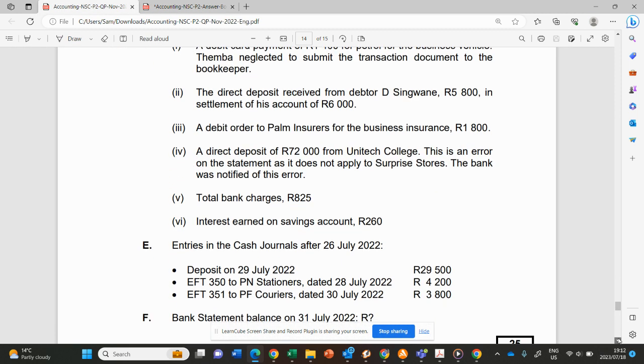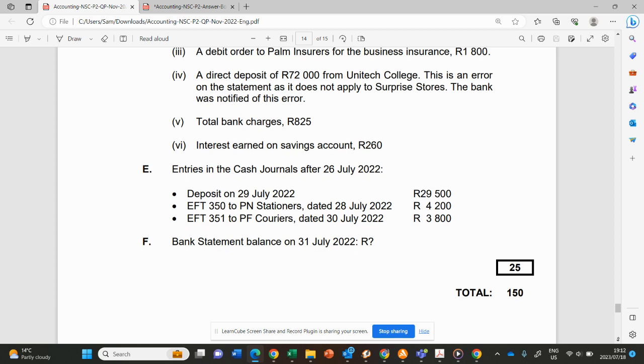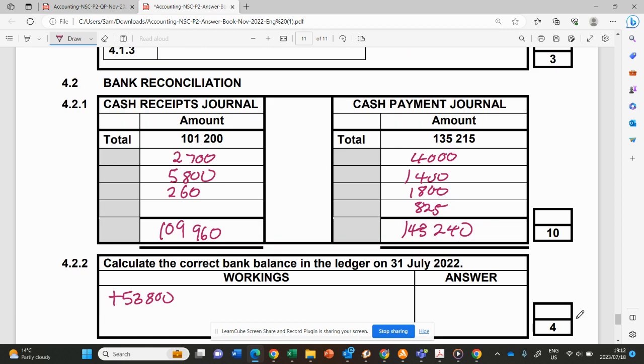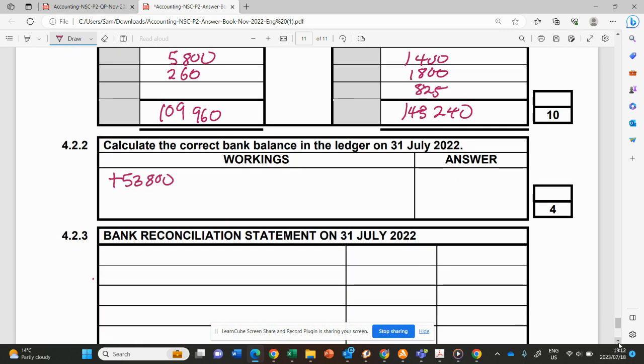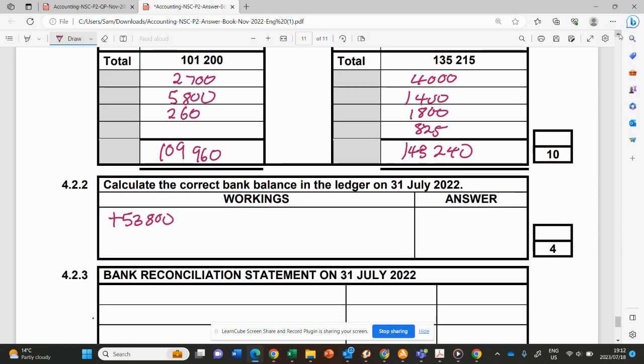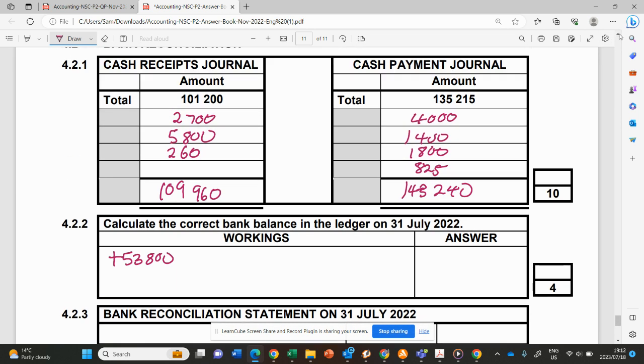This information is the one that will go to the BRS, because these entries appeared on where? On the cash journal only. So now we're going to record them on the BRS. Then what we can do now is update our bank account. Our receipts will be positive and payments negative. So we add our receipts of 109,960, then subtract the payments of 143,240.